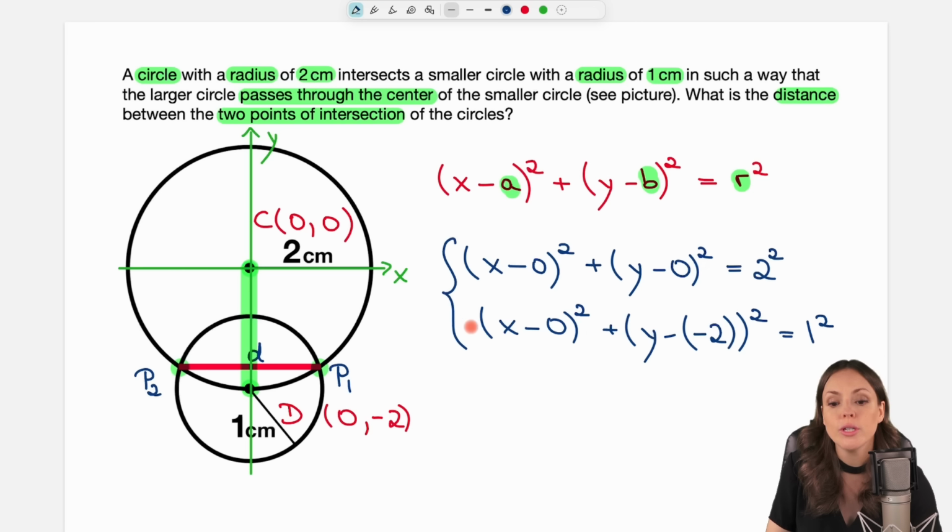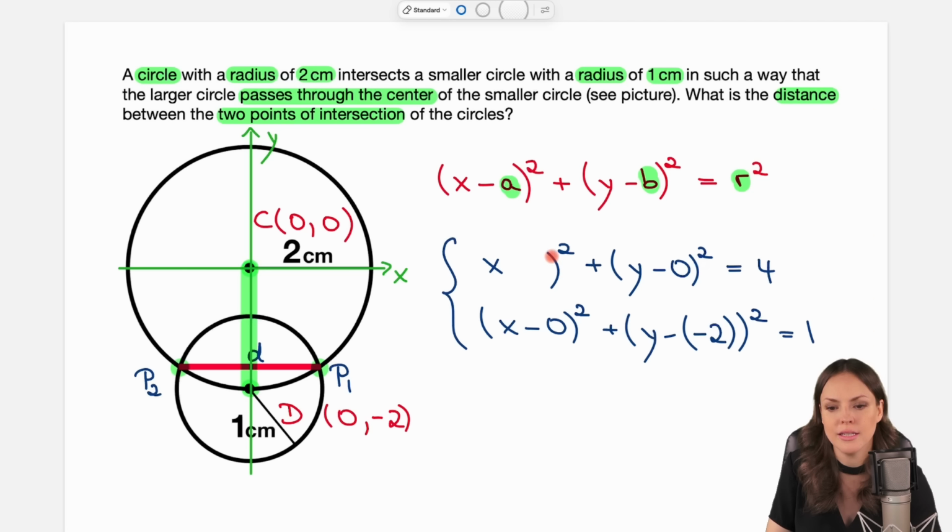I have two equations, two variables. We can solve this system of equations. Let's simplify it a little bit, because 2 squared here, for example, is just 4. 1 squared is equal to 1. Then we have x minus 0. I don't have to write down the minus 0 here at all, so I only have x squared.